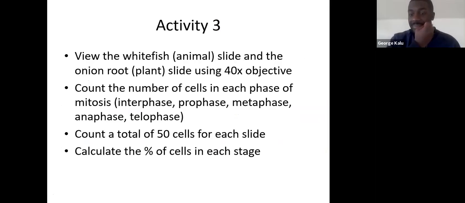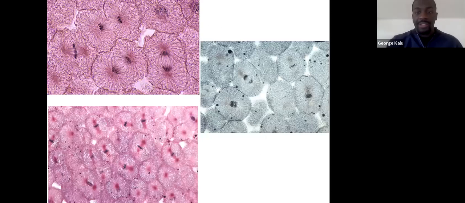Activity 3, what we're going to be doing is looking at various types of whitefish cells as well as some onion root cells. These cells are going to be shown in the lab assignment as well. Your job is to count the number of cells that you're able to see in interphase, prophase, metaphase, anaphase, and telophase. See if you can count a total of 50 cells or just count however much you're able to see in each of the pictures. And then calculate the percentage of cells in each of those stages. I'll show you a few examples here.